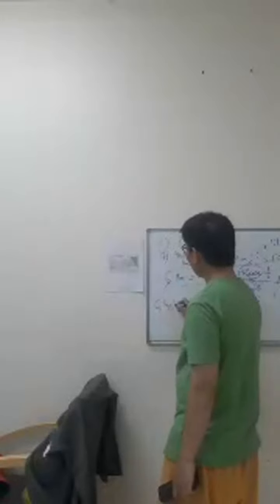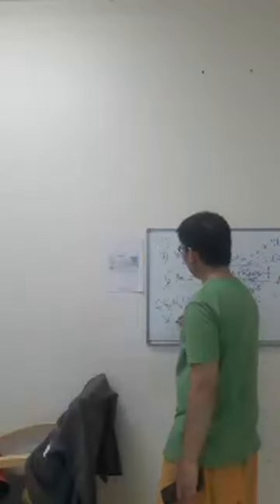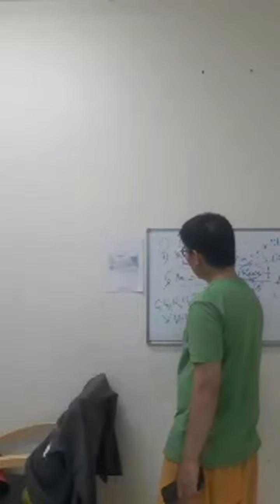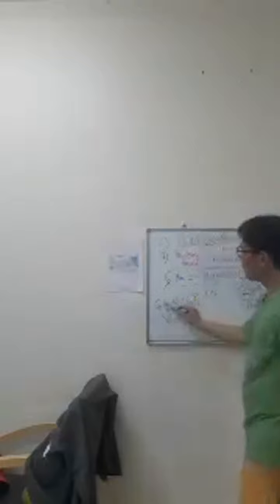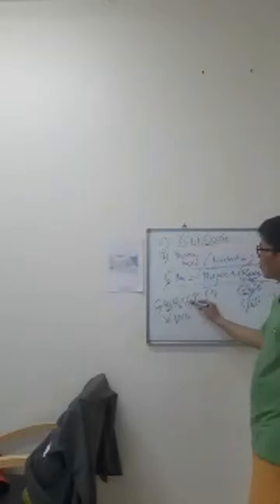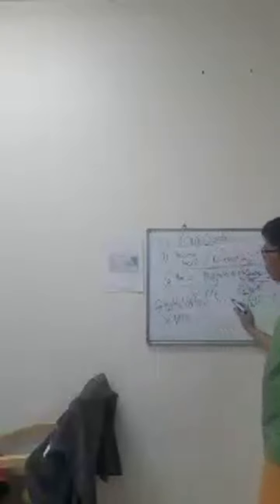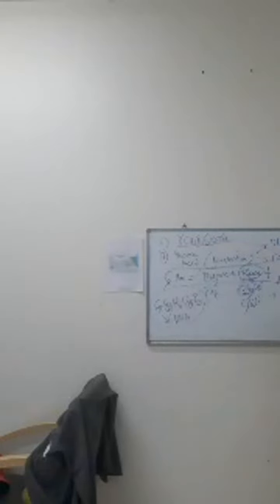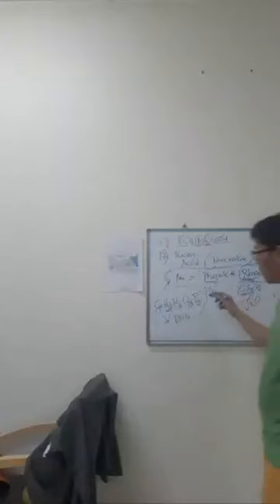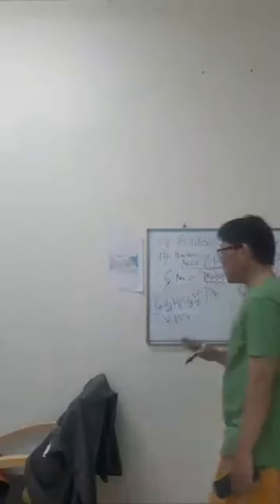C15H31, and then N3, oxygen 13, and phosphorus 2. So this is your DNA formula: 15 atoms of carbon, 13 atoms of hydrogen, 3 atoms of nitrogen, 13 atoms of oxygen, and 2 phosphorus. So this is our DNA formula. Okay? Like that. So CH and OP.